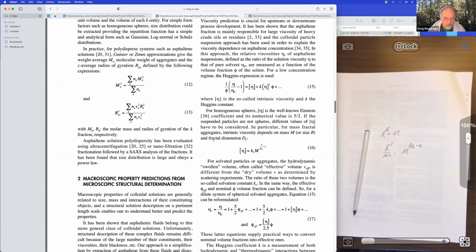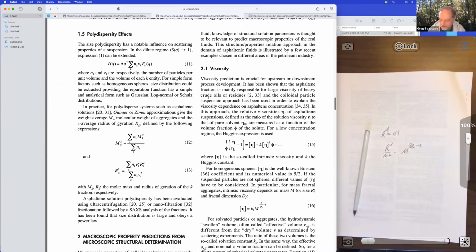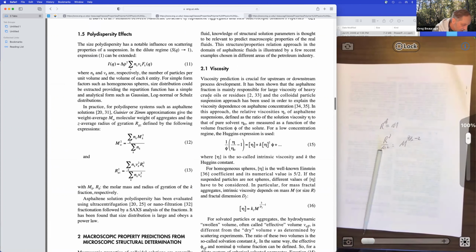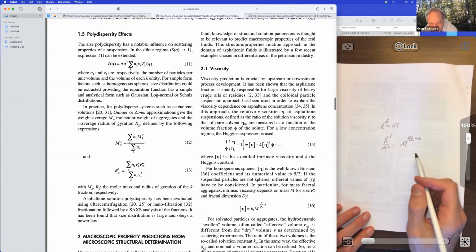All right, so then he gives a bunch of things on intrinsic viscosity, which is also this week. So that's why this paper pretty much follows what we're doing this week. So despite that it's 2009, I'm still giving you this one.